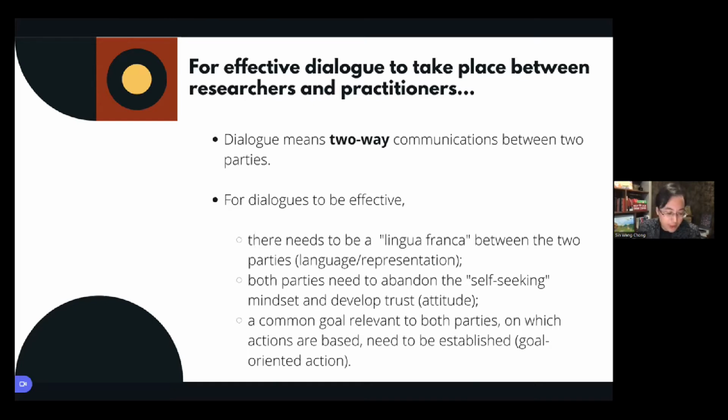For example, one of the quotes that I shared with you earlier showed a teacher who didn't really trust research findings. He or she felt that research is quite unreliable somehow. And of course, the two parties have to have a common goal, and the goal should be driven by action. So something needs to be done. It should be more than just a slogan.